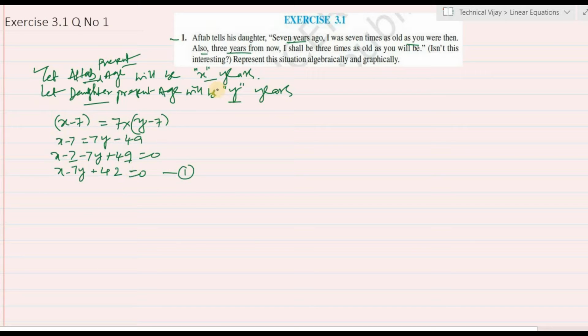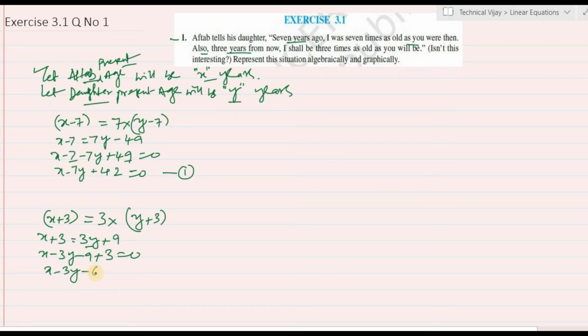Okay. Now as per the second statement, 3 years from now means x plus 3. Present age is x, 3 years from now means x plus 3. Her daughter at the same time will be y plus 3. 3 years from now I shall be 3 times as old as you. So x plus 3 is equal to 3y plus 3 into 3, 9. So x minus 3y minus 9 plus 3 equal to 0, so x minus 3y minus 6 equal to 0. This is the second equation. Okay.